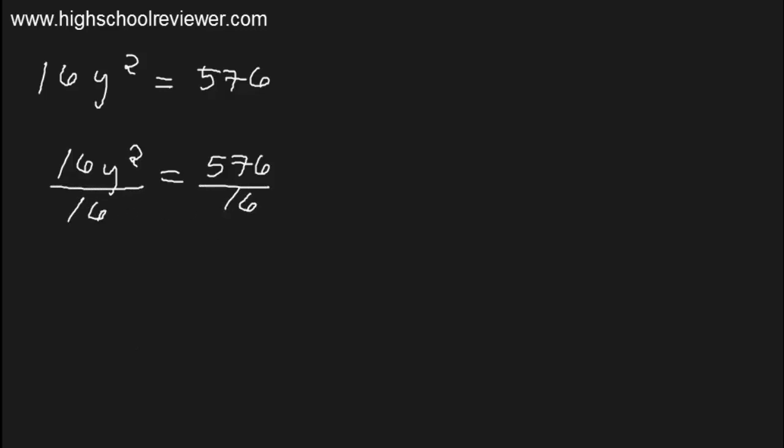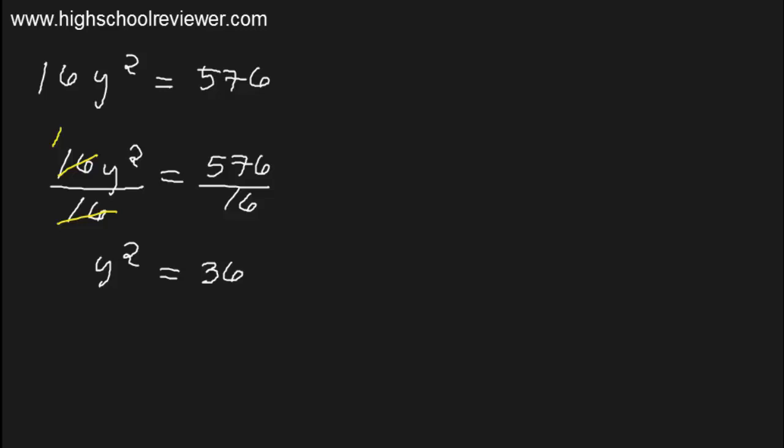So we have 16 divided by 16. This will be equal to 1, so we can cancel this out. So what will be left here will be y squared. And then we have 576 divided by 16. This will give us positive 36. To solve for y, we need to extract the square roots of both sides of the equation.